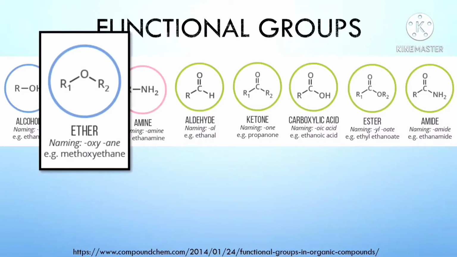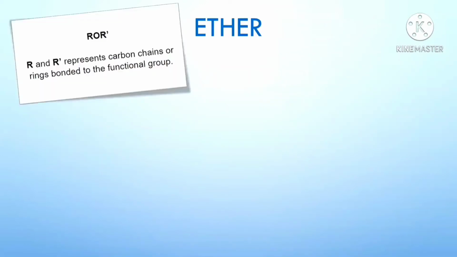The functional group of an ether is an atom of oxygen bonded to 2 carbon atoms. Ethers have a general formula of ROR'. R and R' represent carbon chains or rings bonded to the functional group. Although the IUPAC system can be used to name ethers, chemists almost invariably use common names for low molecular weight ethers. Common names are derived by listing the alkyl groups bonded to oxygen in alphabetical order and adding the word ether.